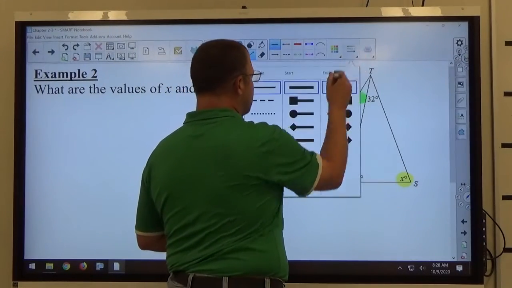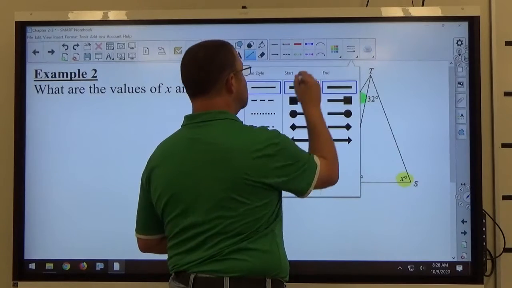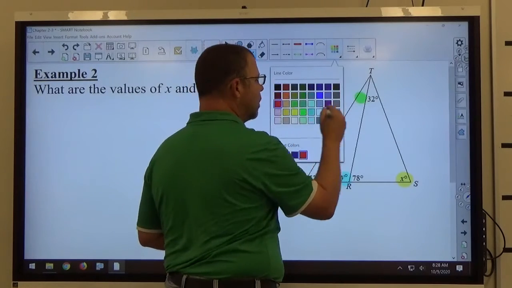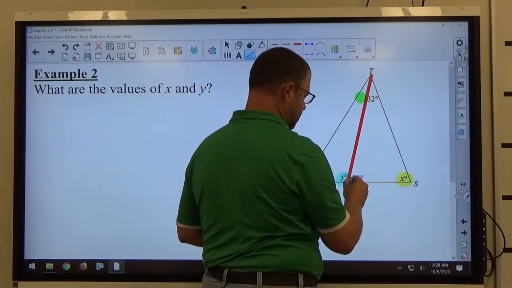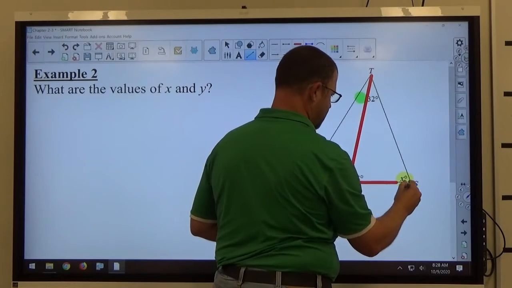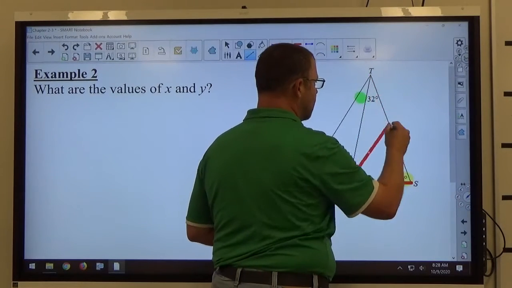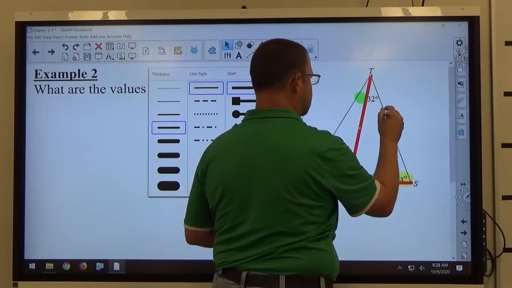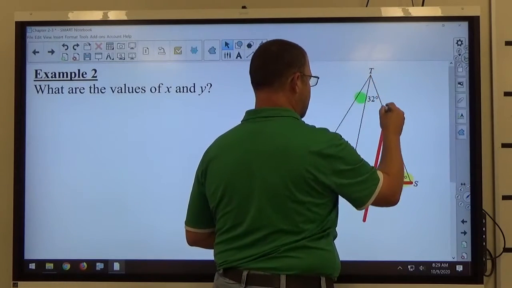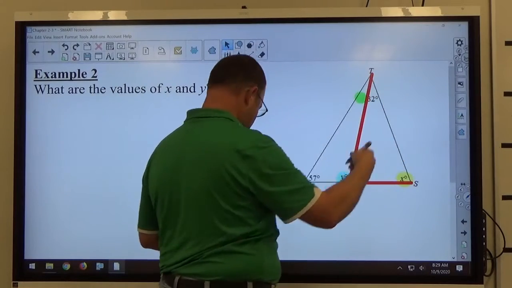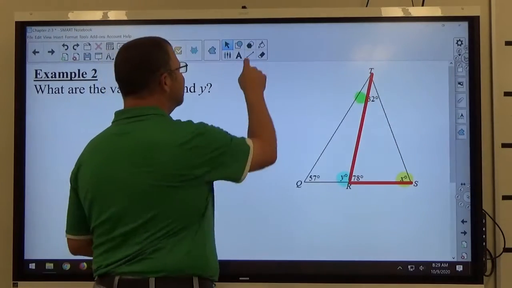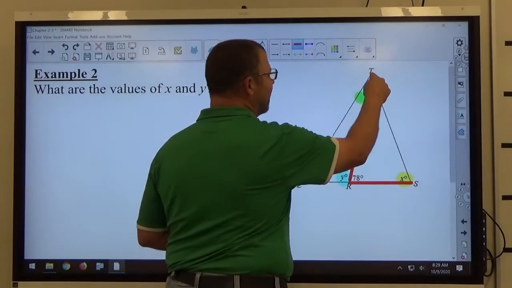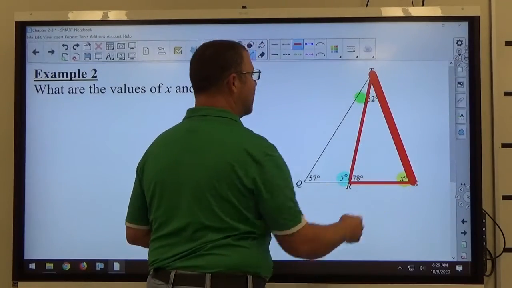And I'm going to use this triangle here. Well, pretend I drew a red line there too. There it goes. It's a big red line. All right.